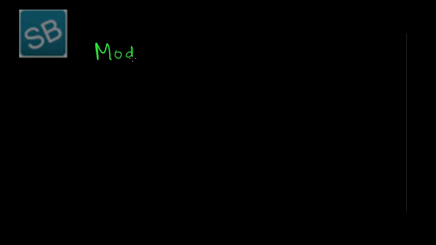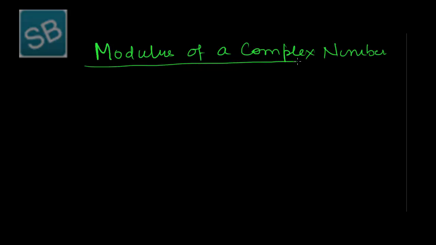Now the next topic is the modulus of a complex number. What is meant by modulus? Modulus is always a positive quantity. So what about the modulus of a complex number? In real numbers, if we have -3, the modulus of that is equal to 3. So modulus always gives a positive value.